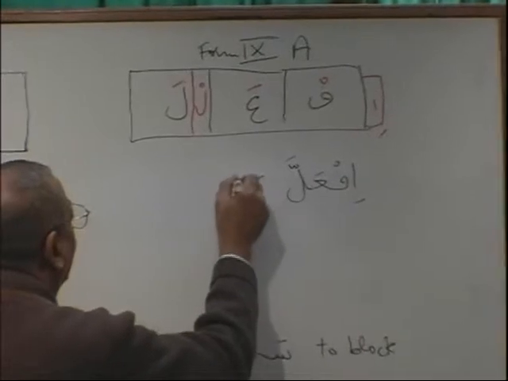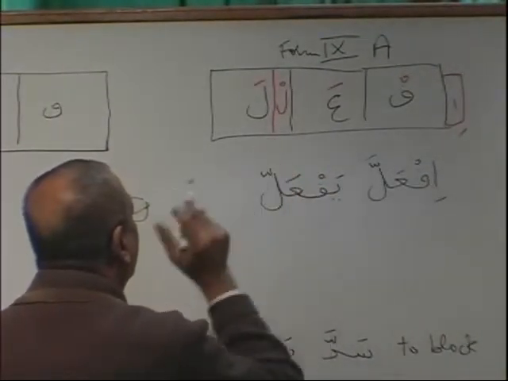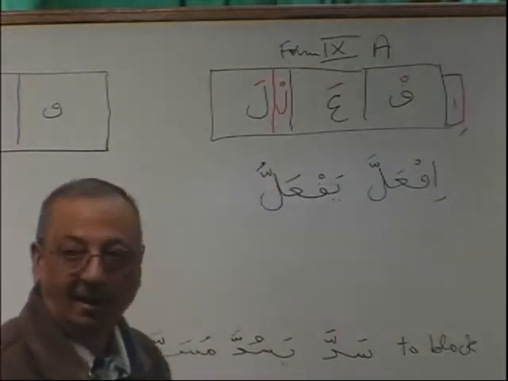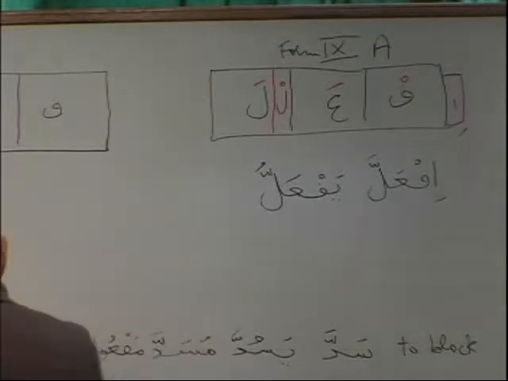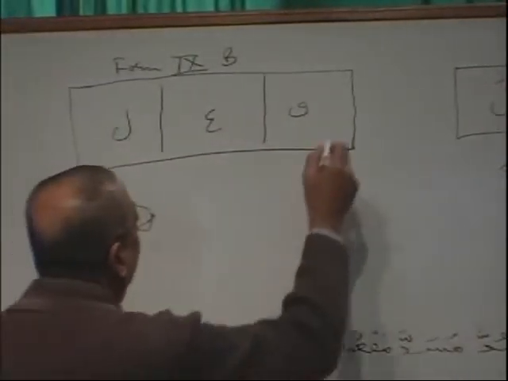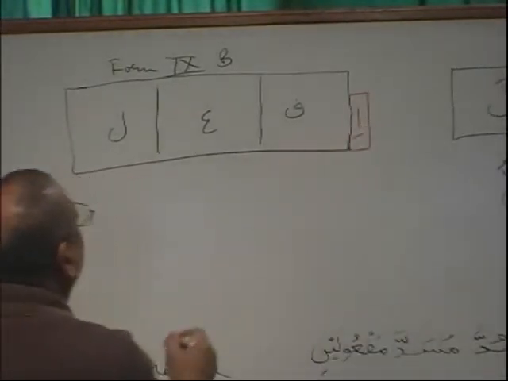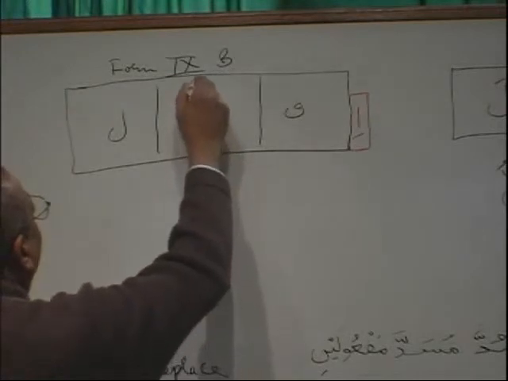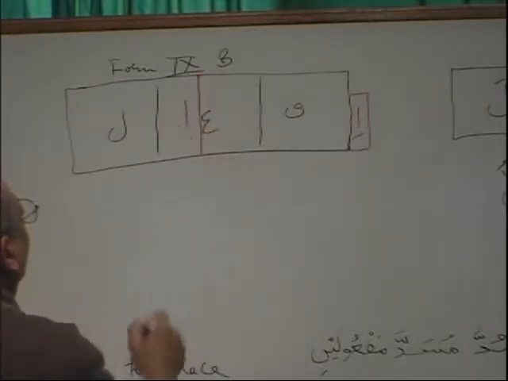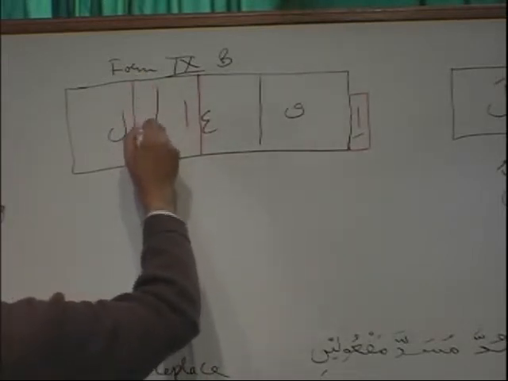Yaf'allu. Yaf'allu. Are you with me, brothers and sisters? Yaf'allu. Fine. What is number B? We have alif here, brother, and then after ain there is an alif, and of course again we have here that lam.